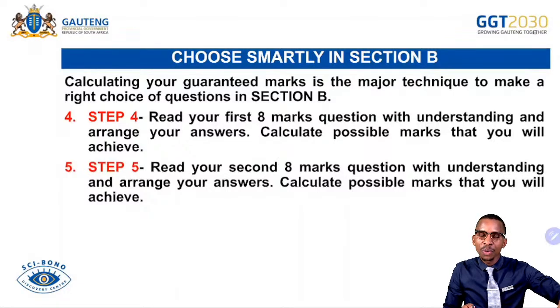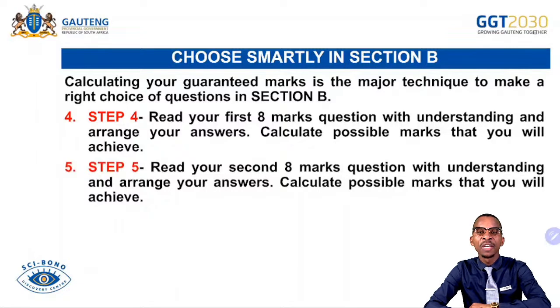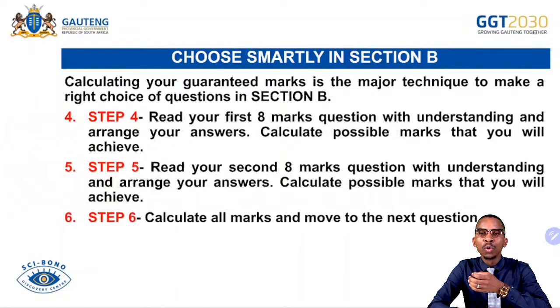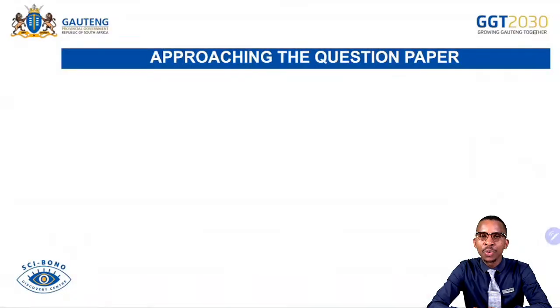Then you choose that particular question, and then you check the one that will be giving you a better score, you choose it. Then you leave another one that you believe will be giving you even less score. It is very important for you to be able to use that strategy before you choose the question. Calculate all marks and move to the next question. Until then, you are done, then you start writing.